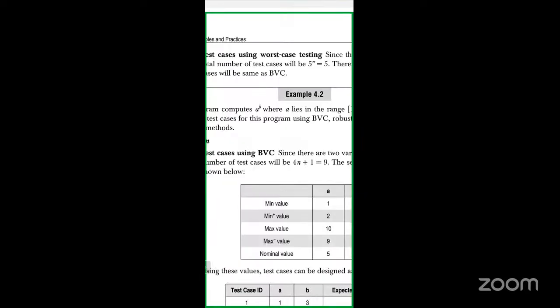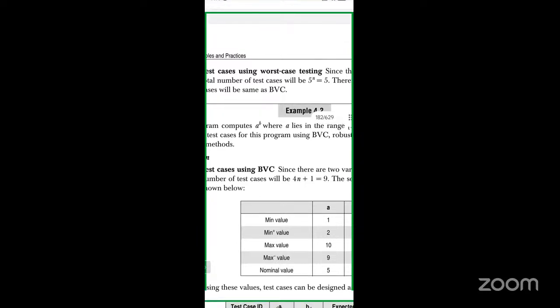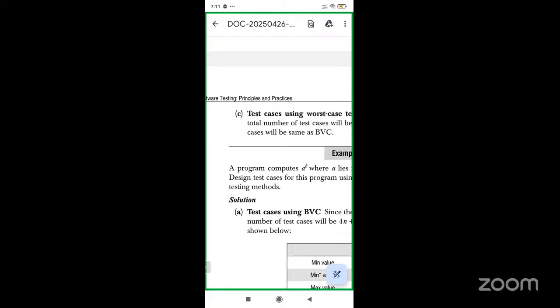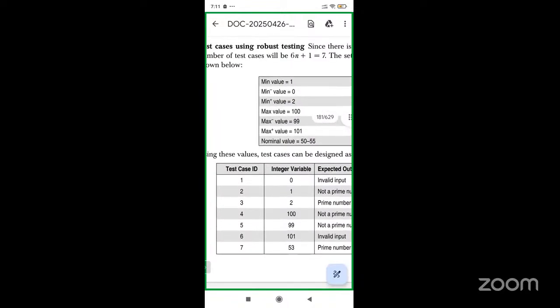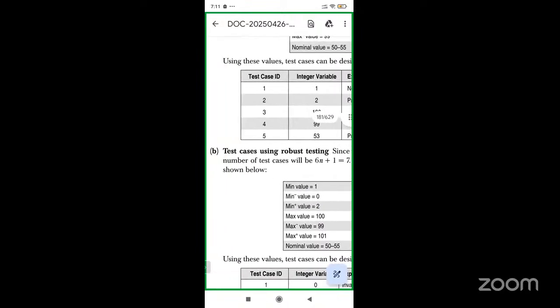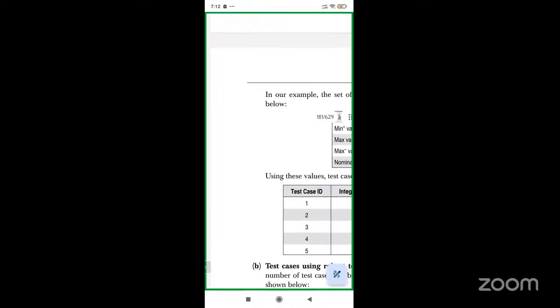We have included only two values, the minimum value +1, the minimum value -1, and the maximum value +1, and those are our test cases. That is how we are going to write the test cases, and we are going to go for the solution. First we need to understand the question, then we have to go for the test case writing like this.